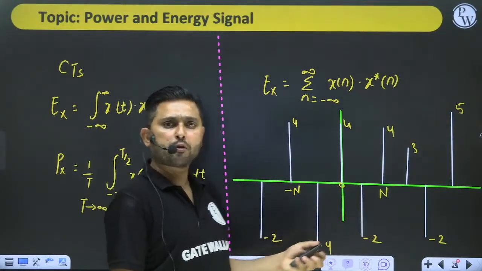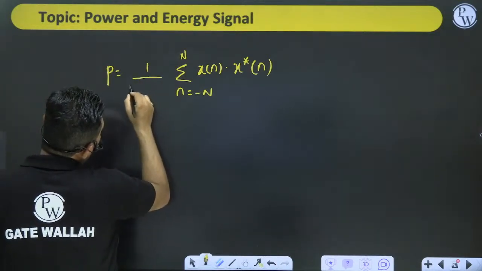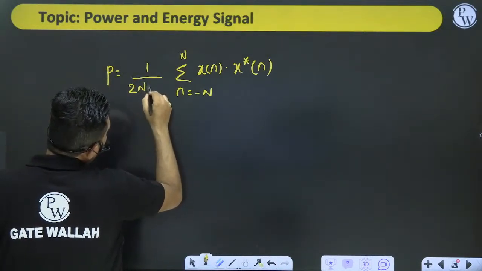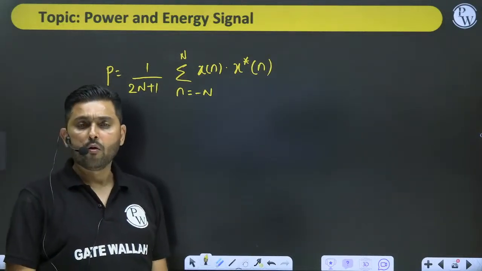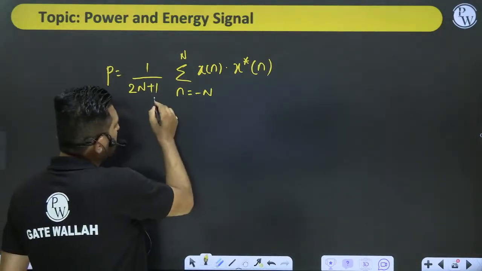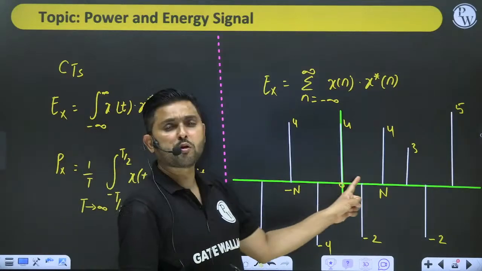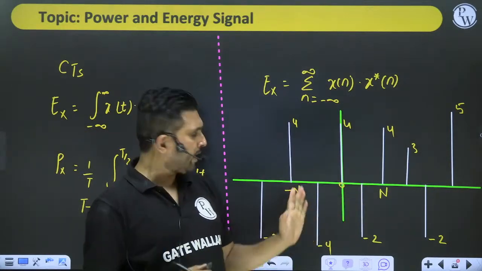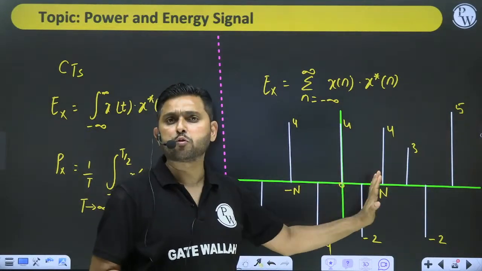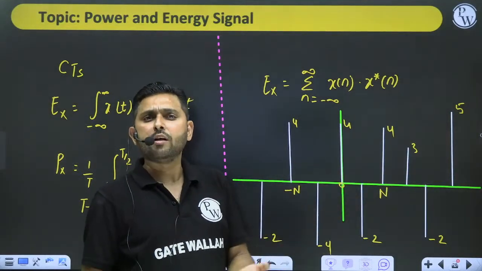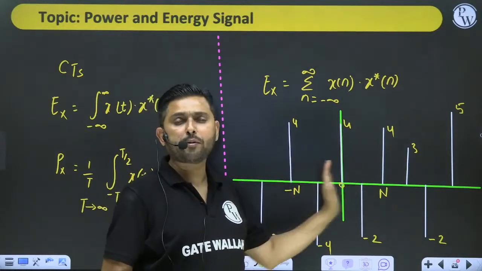What is the total limit here? Total limit should be 1 upon 2n plus 1, not 2n. Why does this plus 1 come? Because of the zero sample. See how many samples I have? 1, 2, 3, 4, 5. If you take minus 2 to 2, you have a total of 5 samples. So this is 2 into 2 plus 1. So we have a total of 5 samples.